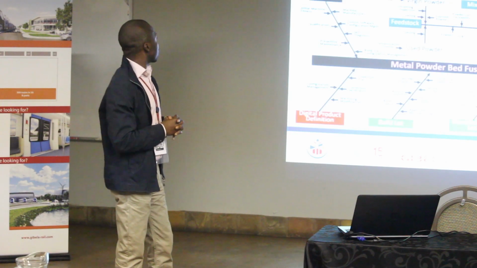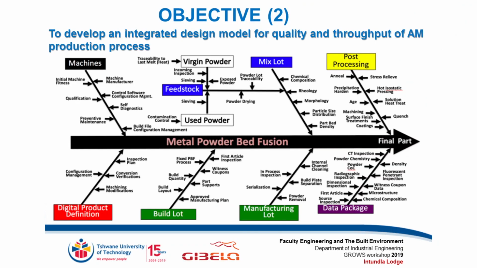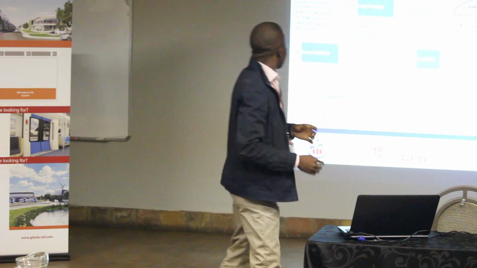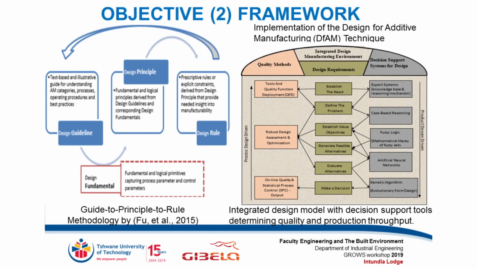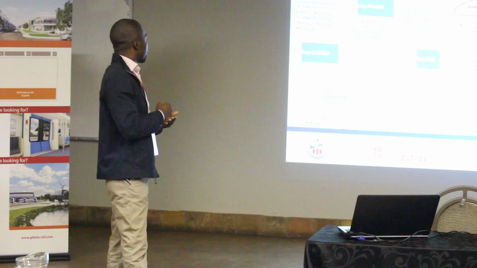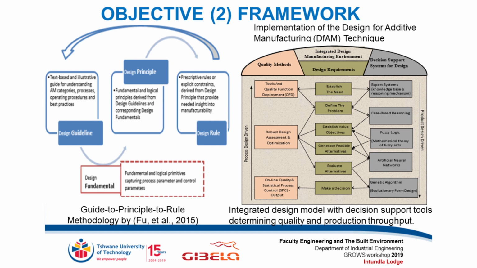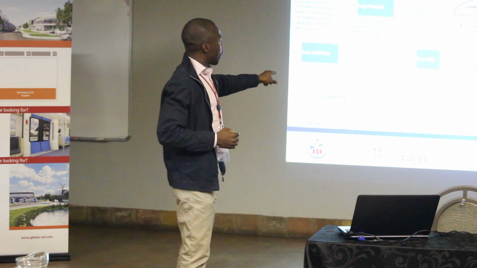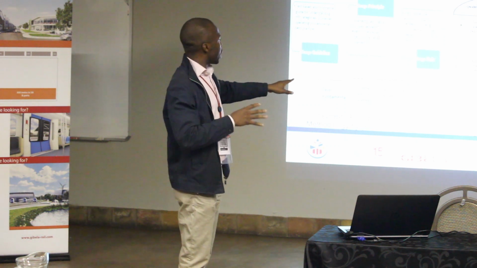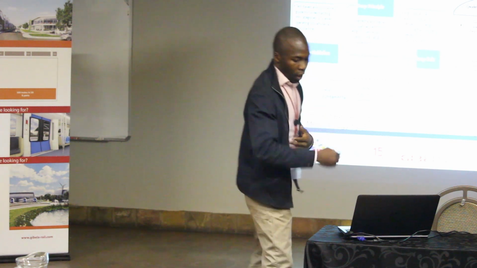Then for objective number 2, I looked into the whole value chain of what can lead to quality production. The focus is on the build, the aspect of the build lot and manufacturing lot. From there, I looked into another literature to understand what is called guide to principle and guide to rule. This led to my own formulation, the framework I use for objective number 2, that ensures quality production of additive manufacturing, including other decision factors that can ensure quality production.